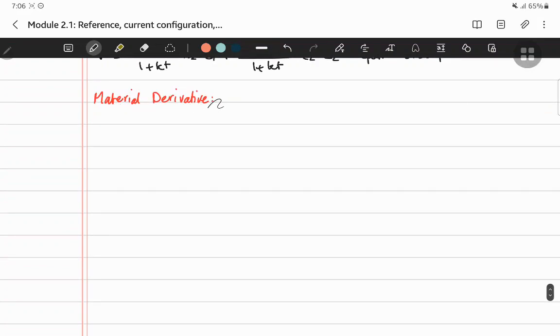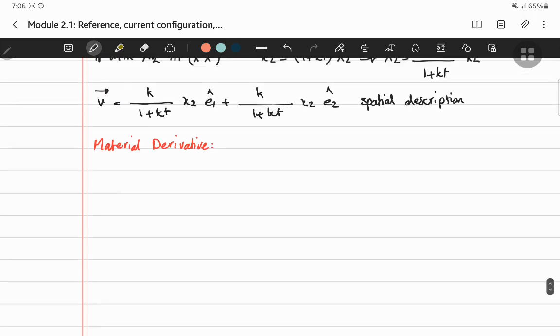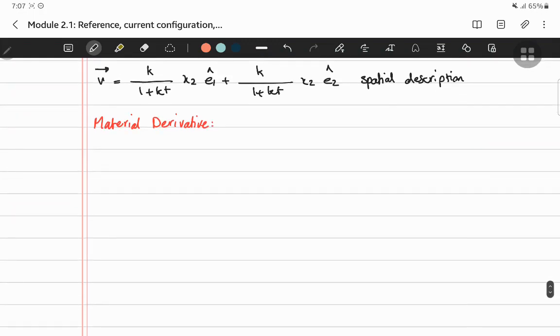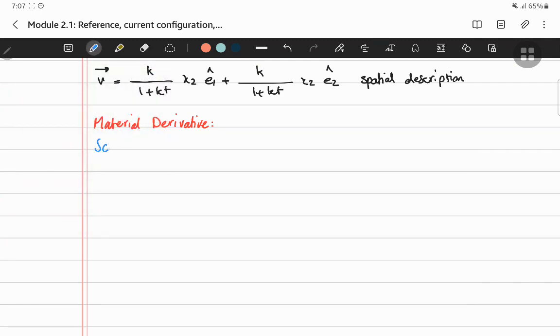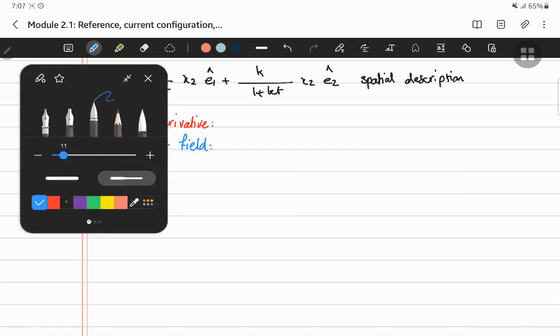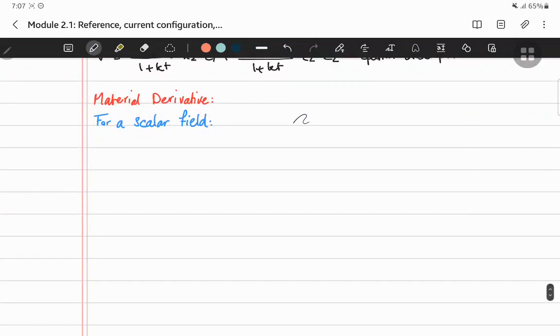So for this, we already said that we use the material derivative here. If you have this kind of scalar field, or for example a vector field, this expression for the spatial description will be different. Therefore, we first consider a scalar quantity. So right here, for a scalar field, what we have is something like, let's say, theta, the temperature.